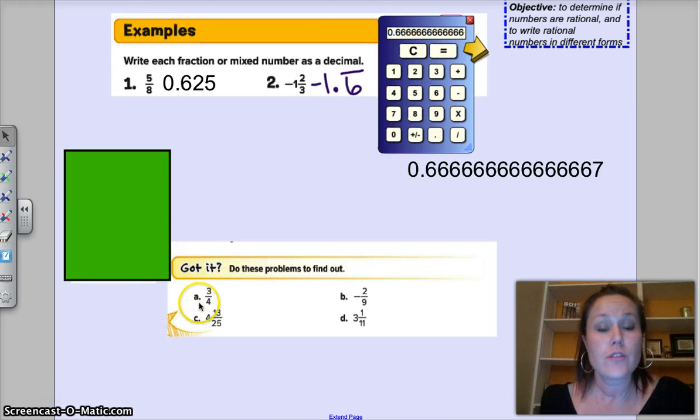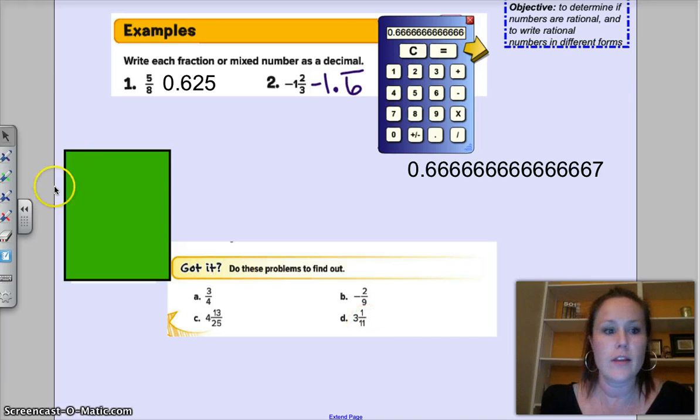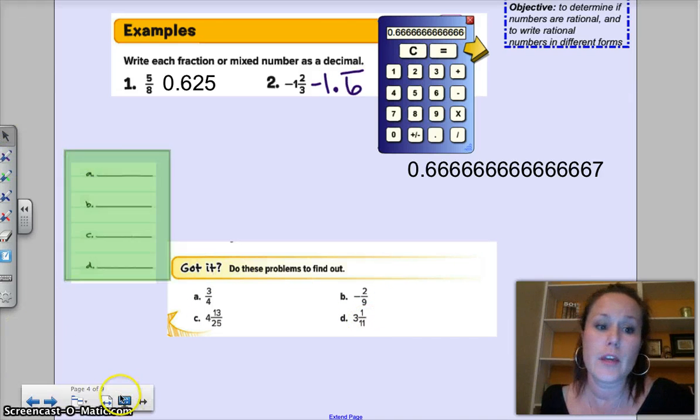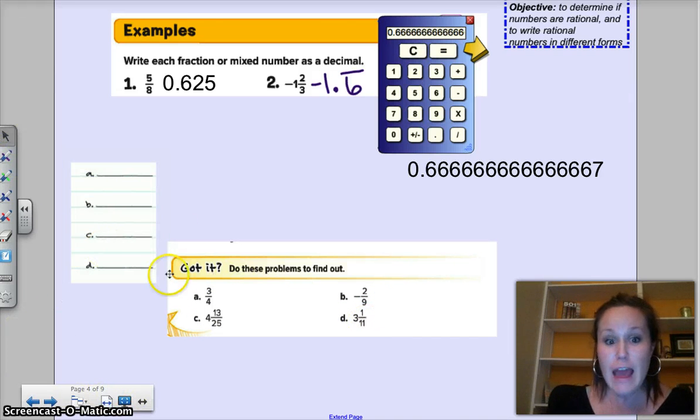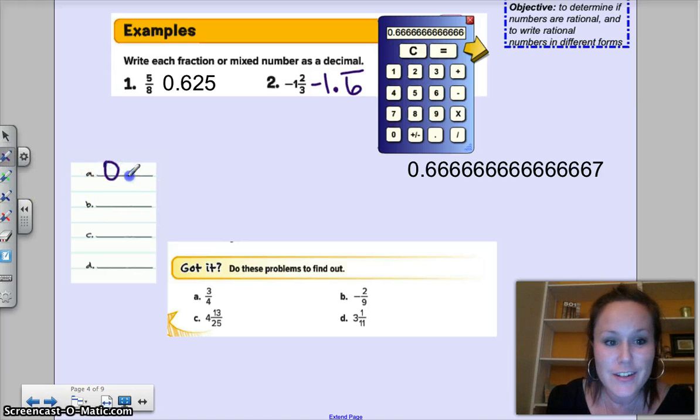In A, you should have done 3 divided by 4. In B, you have negative 2 divided by 9. In C, you should have written 4 and then point, and then done 13 divided by 25, and then same thing on number D, 3 point, and then 1 divided by 11. You should have come up with the following answers. They're not there! What happened? What in the world? All right, so this one should be 0.75.